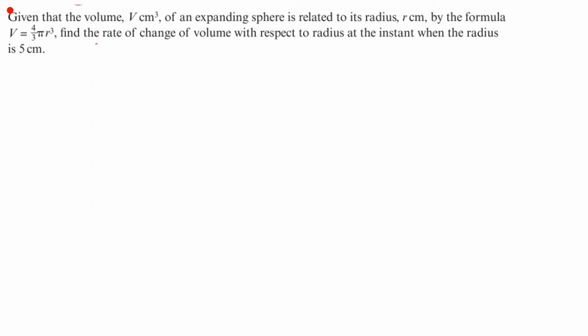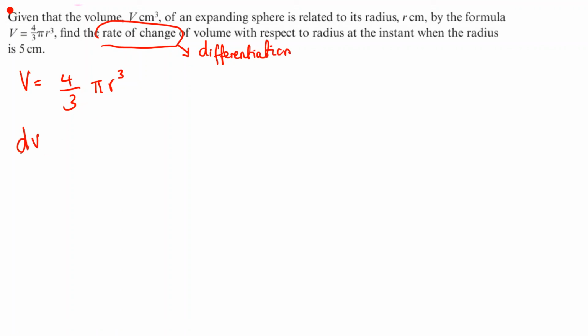So it says the volume of an expanding sphere is related to its radius r by the formula. So they've given us a formula, V equals 4 over 3 pi r cubed, which is nice of them. They don't tend to give you that. Find the rate of change of volume with respect to radius at the instant. So find the rate of change. Rate of change is going to be differentiation. So that means we are going to do dV over dr this time, because we are doing the change of volume over the change of the radius.